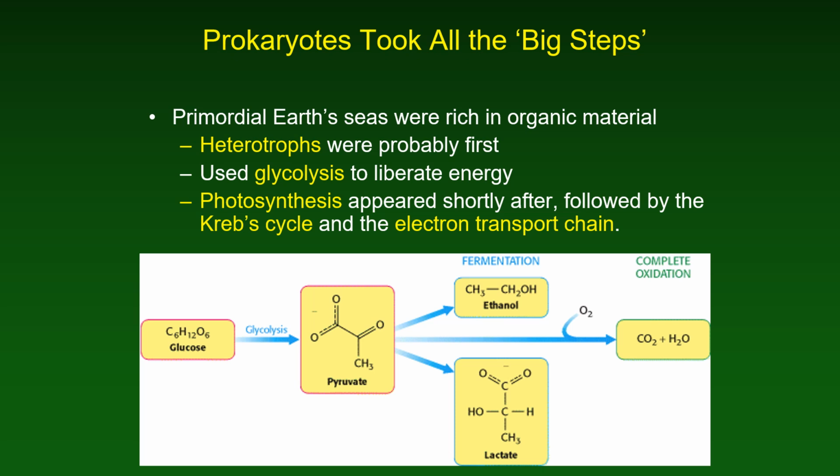So this is a set of chemical reactions that occur within the cell. It occurs within the cytoplasm of the cell. And the very first cells developed this. And all living cells today, including our cells, are capable of glycolysis.